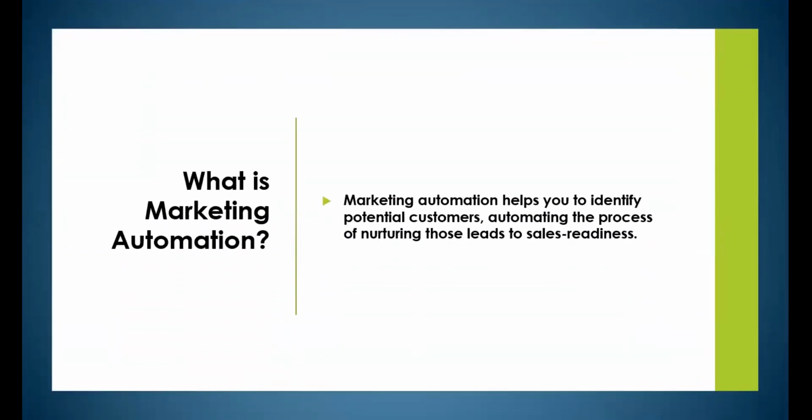What is marketing automation? Marketing automation helps you identify potential customers and automate the process of nurturing leads to sales readiness. That means you have to continuously read the data and check who is your potential customer, create the best segment of those customers, and continuously automate the process. If you don't automate the process, you will not be able to reach the customer at the right time, at the right place, at the right channel, and at the right moment when he wants you to reach him. You have to define an automation which is capable of reaching the customer automatically at the right time. That automation you will be able to do with the help of marketing automation.